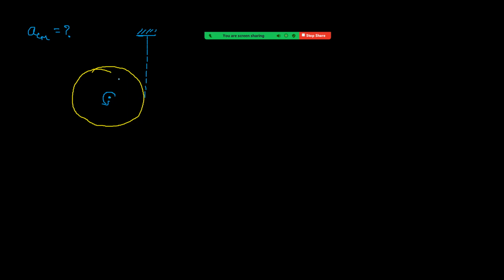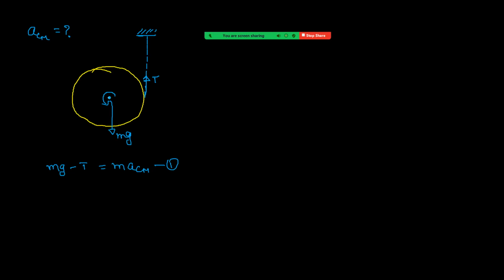You can see this is having rolling motion. Rolling motion means it is a combination of translation and rotation. So first of all, focus on the center of mass. The center of mass is following translatory motion. See the forces: tension T upwards, mg downwards. Now net force equals mg minus T, that is equal to M into ACM. So we have taken the force equation for the center of mass.